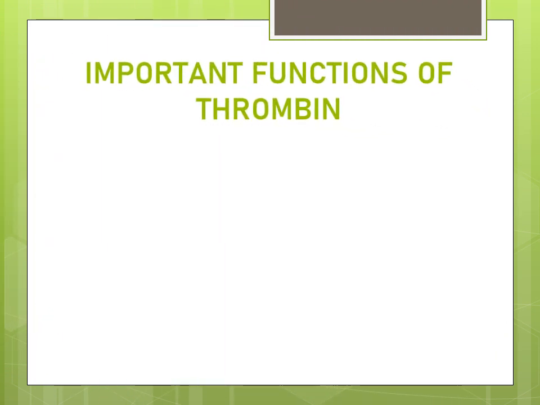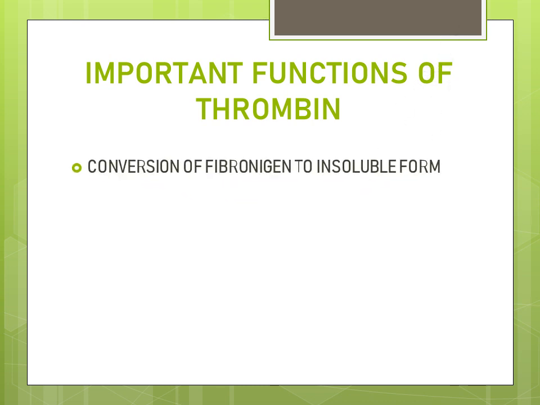Moving further, let's discuss the important functions of thrombin. Thrombin is the most important factor. It causes conversion of the soluble fibrinogen into the insoluble form, that is called fibrin. And as you have studied in the previous two lectures on hemostasis and platelets, that fibrin creates a meshwork around the platelets and the other cells.